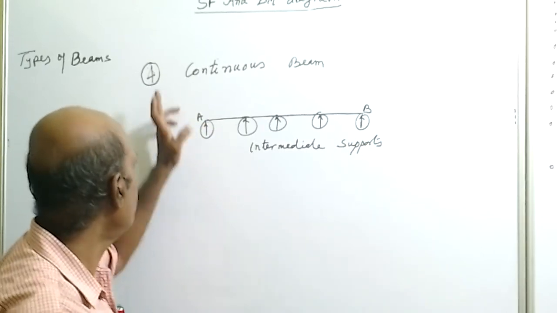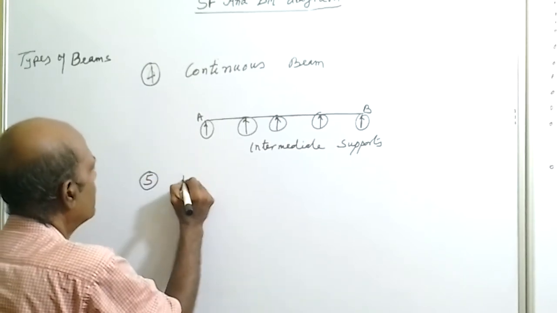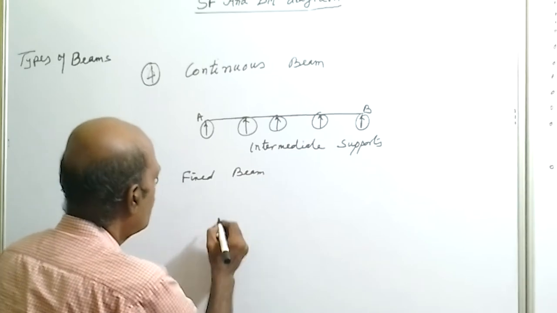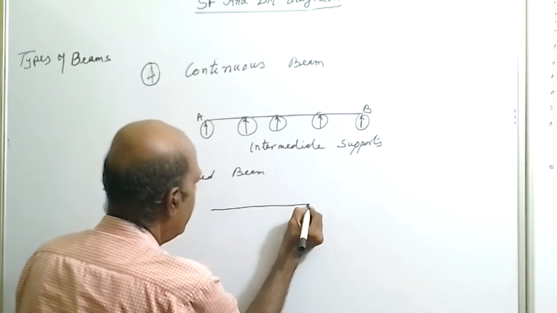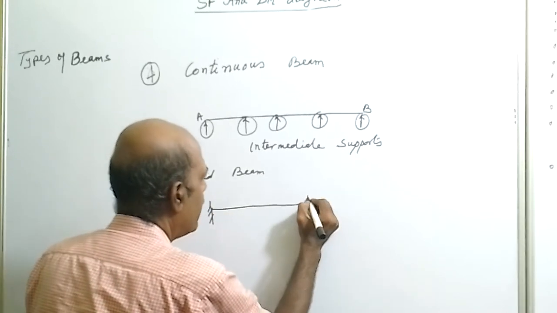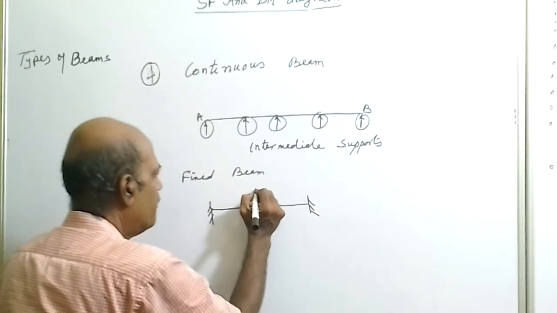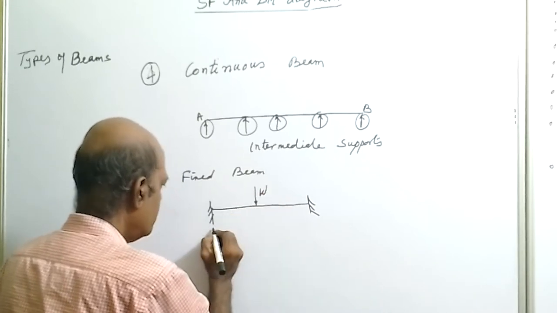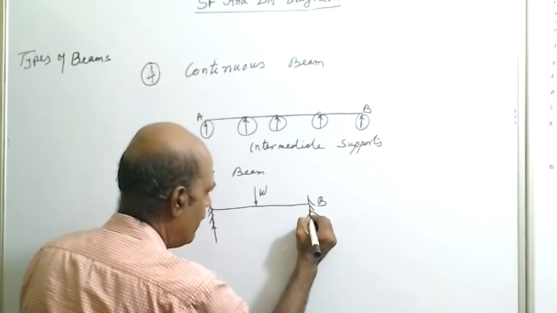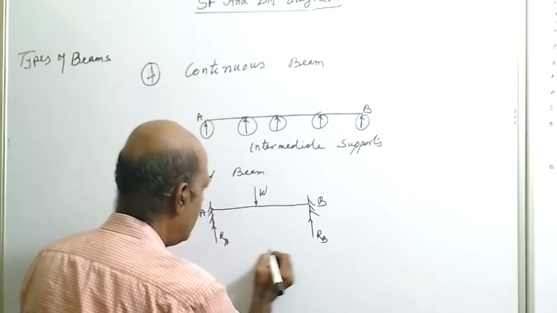So this kind of beam is known as a continuous beam, and the last kind is known as a fixed beam. A beam whose both ends are rigidly fixed by two end supports is called a fixed beam. In this, if the load is applied over the beam, say the name of the beam is AB, the reaction will develop at the ends, that is RA and RB as the reactions.